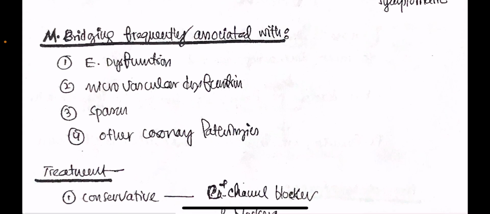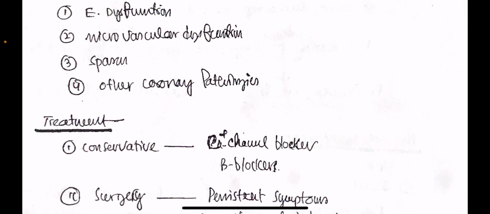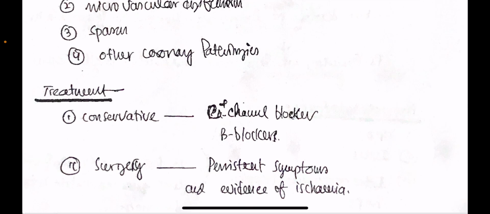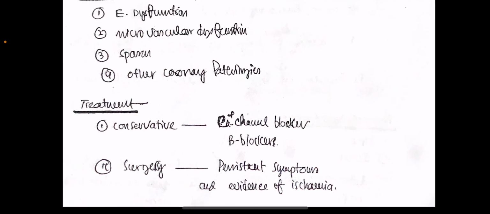Myocardial bridging is frequently associated with the following conditions: erectile dysfunction, endothelial dysfunction, microvascular dysfunction, spasm, other coronary pathologies. Now, what is the treatment? Conservative treatment includes calcium channel blocker, beta blocker. Surgery is indicated if there are persistent symptoms and evidence of ischemia.